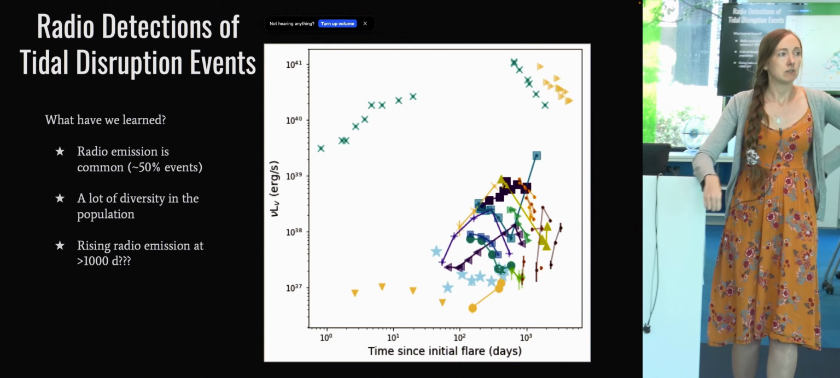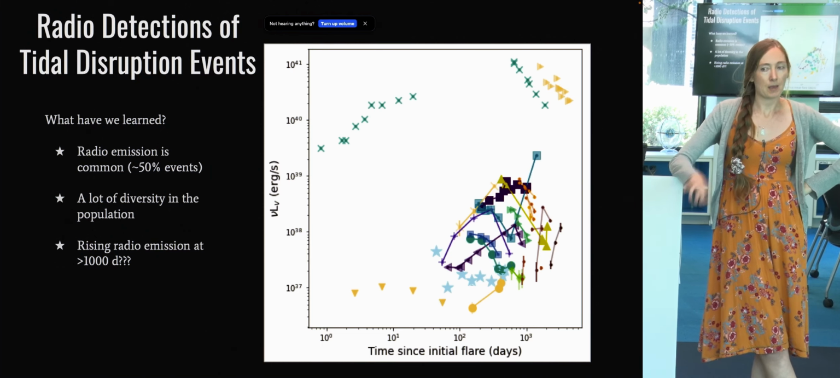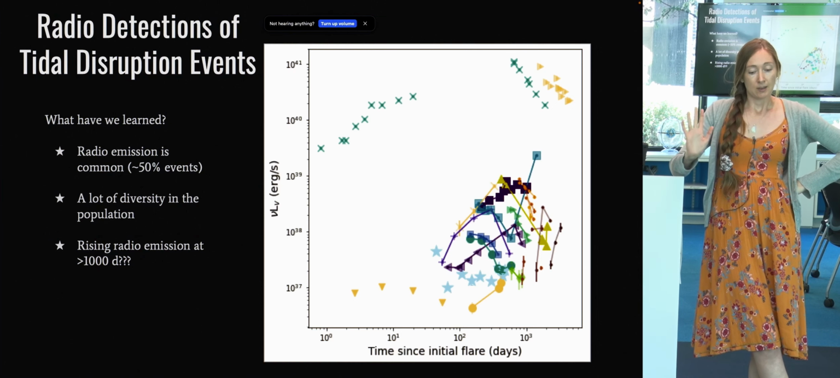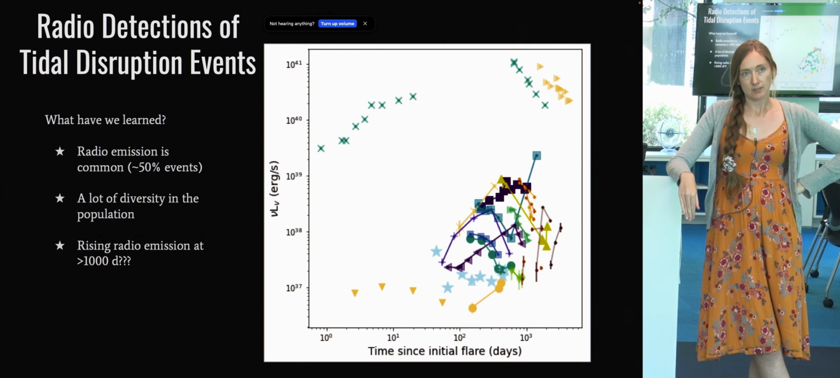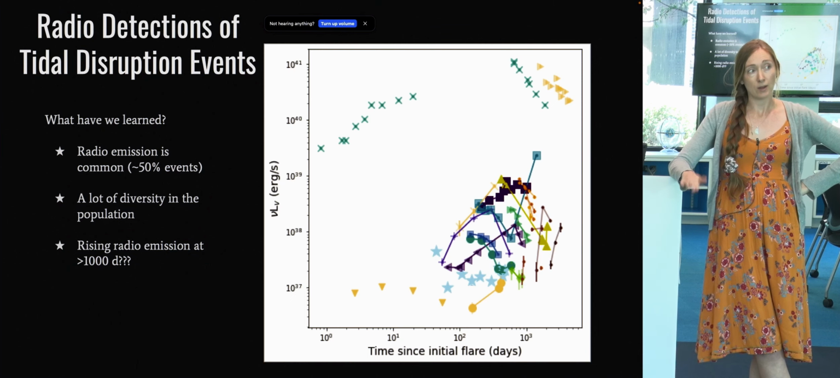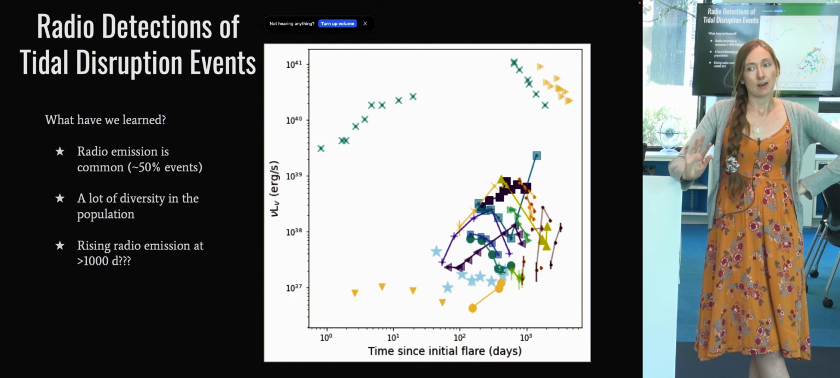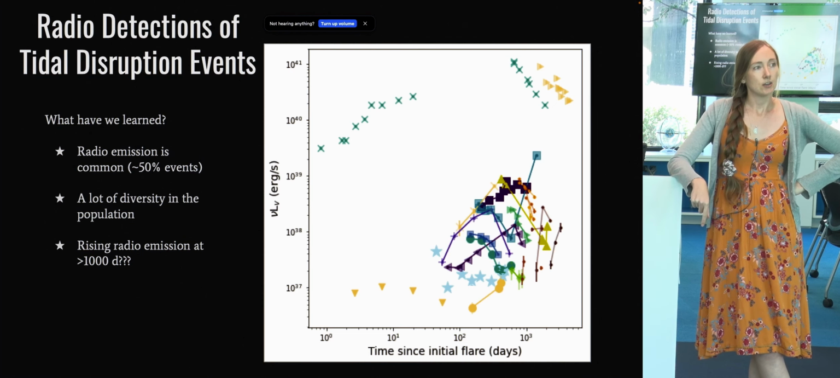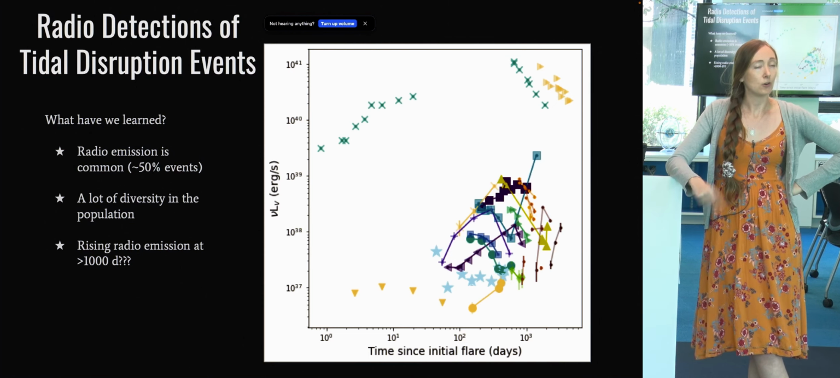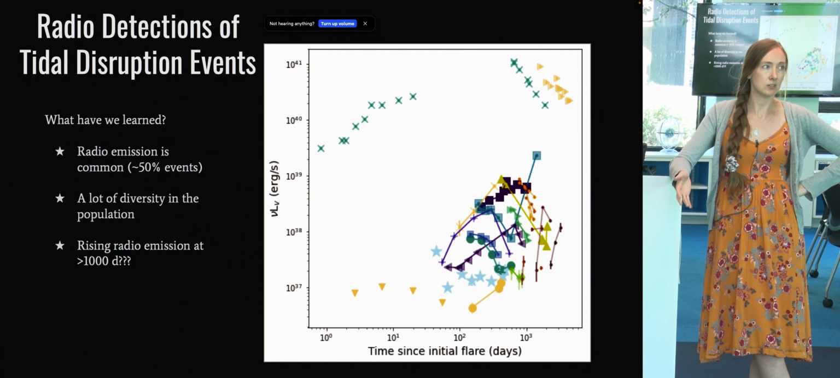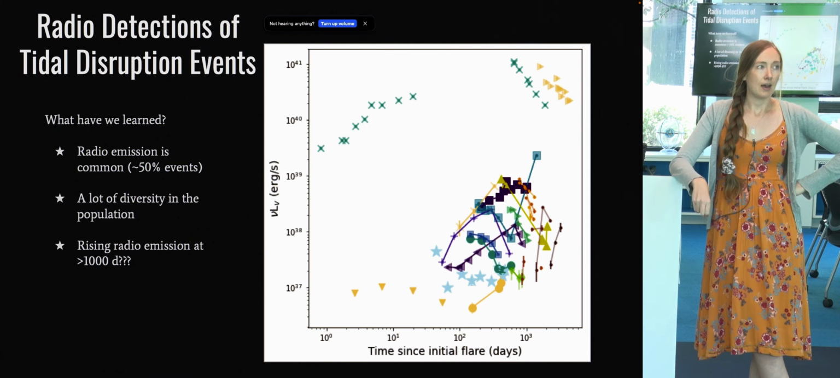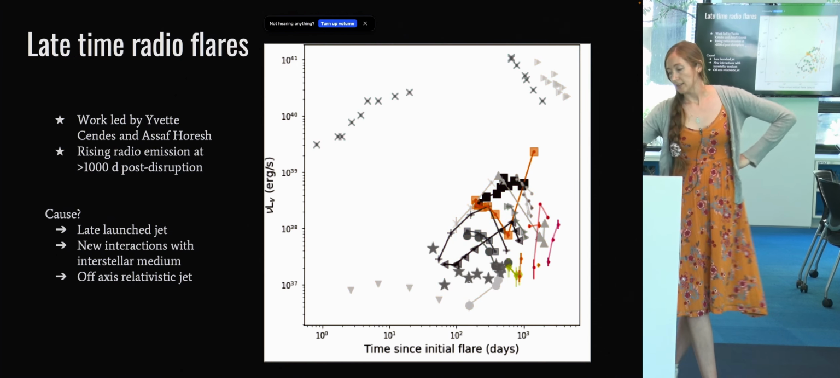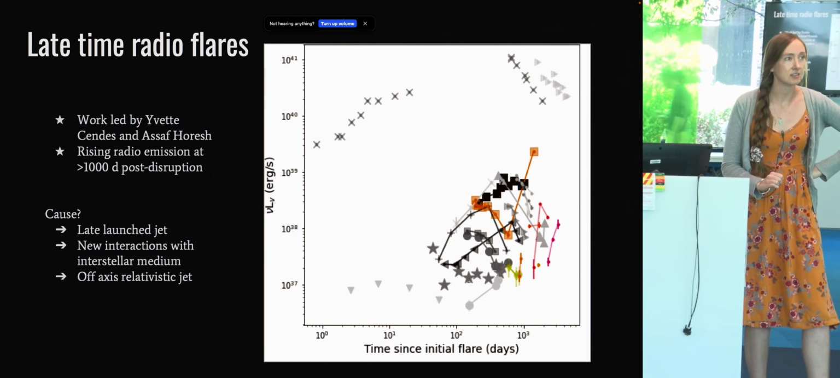Well, we've learned that it's relatively common. So I'm part of a VLA large campaign where we've looked at all optically discovered TDEs in the Northern Hemisphere at a redshift less than 0.1, and we found detectable radio emission in about 50% of events. So it's pretty common, but not all events do produce detectable radio emission. There's a lot of diversity in the population, and then we have these rising radio TDEs at late times.